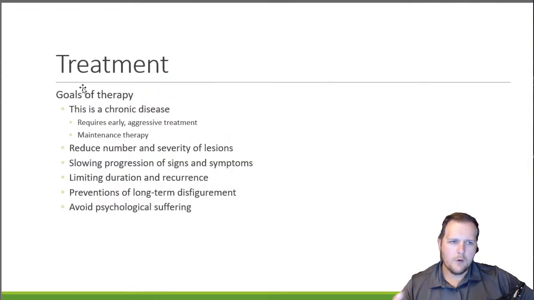So, what are our goals here? Well, obviously, we look at this as something that happens in cycles. There are going to be peaks and valleys in terms of severity of disease. And so when they're having a flare-up, you want to increase your treatment. And then when they're going back down to their baseline state, we can manage them with more maintenance therapy.